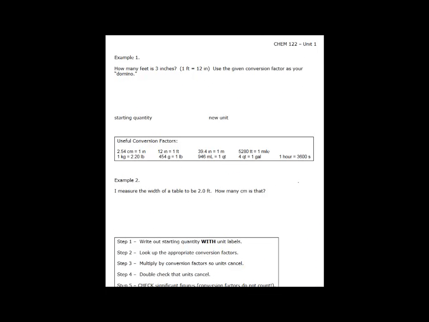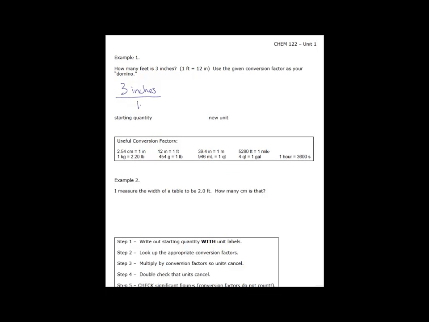Okay, so I'm going to go through a simple example. How many feet is 3 inches? Use the given conversion factor as your domino. So our starting quantity is 3 inches. I'm going to be kind of particular about how you set up your work initially because it's much easier for me to figure out where you made a mistake in your work if you have it set up very neat. So your starting quantity is 3 inches. I recommend writing 3 inches on the left of your paper and then writing it over the number 1.